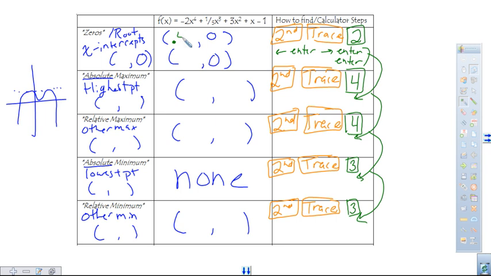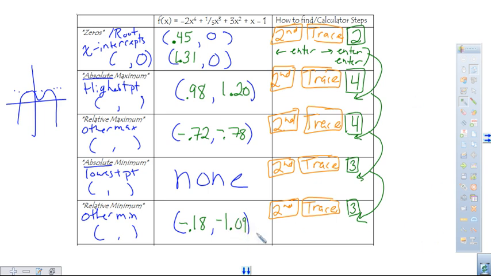So for the zeros here, you should have gotten 0.45 and 1.31. We're going to round to the hundredths place, just kind of as a norm. If the directions say to round somewhere else, you need to do that. Your highest point should have been at 0.98, 1.20, and your relative maximum should have been at negative 0.72, negative 0.78, no absolute maximum, and your relative minimum is at negative 0.18, negative 1.09.